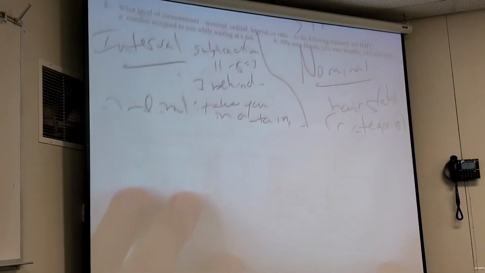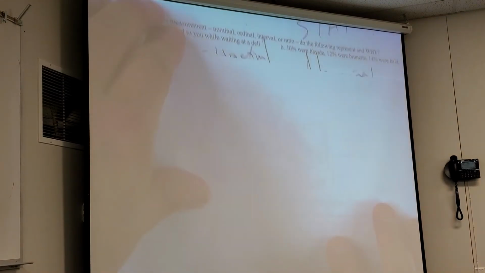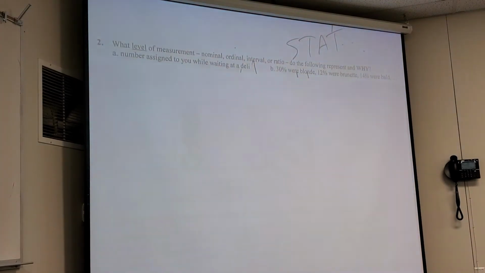What level of measurement? Oh, I'm giving it away here. There's 2 answers for part A I would take, and that's why the explanation is so important. The most basic level, why do they give numbers out at a deli? To keep you in order. So you could say ordinal because that's how they keep the order, or because the number you get matters.